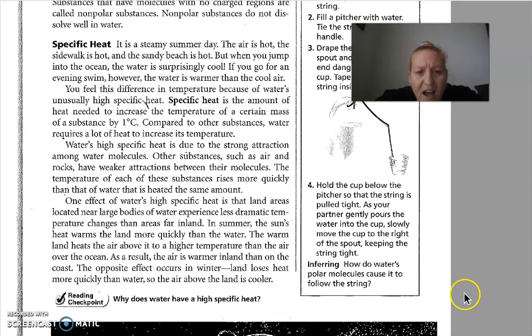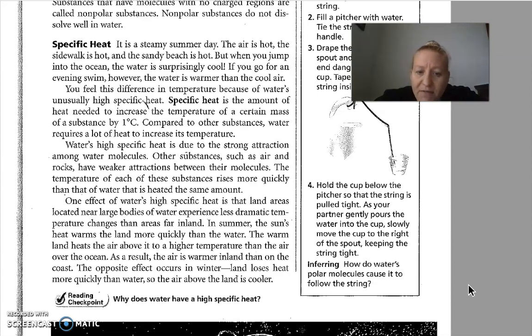One effect of water's high specific heat is that land areas located near large bodies of water experience less dramatic temperature changes than areas far inland. In summer, the sun's heat warms the land more quickly than water. The warm land heats the air above it to a higher temperature than the air over the ocean. As a result, the air is warmer inland than on the coast.